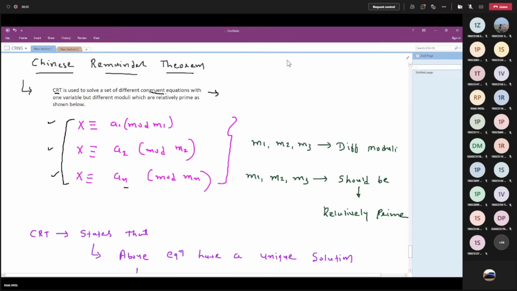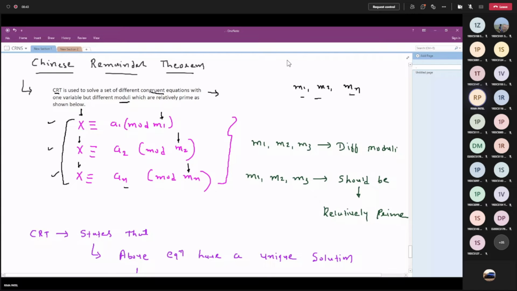Now the next statement is with one variable. You can see on the left hand side we are having x, so that is one variable, but different moduli. You can see over here mod m1, mod m2, mod mn. So these m1, m2, mn are known as moduli, which are relatively prime as shown below. Now these m1, m2, mn should be relatively prime.